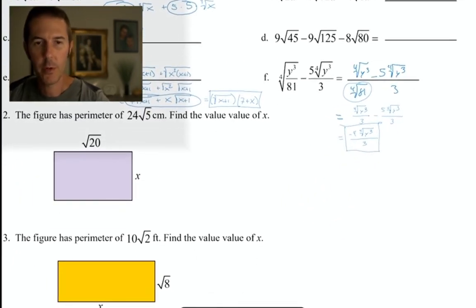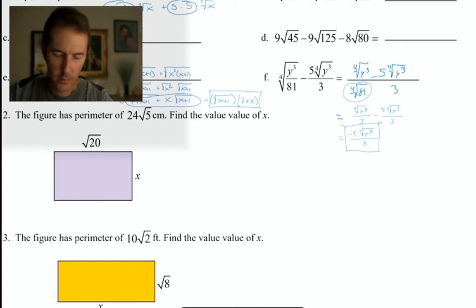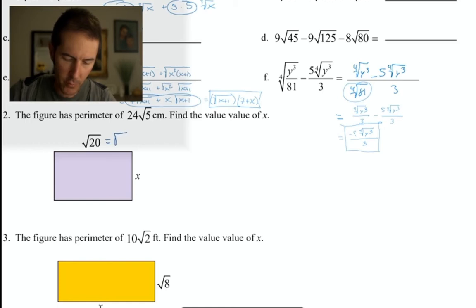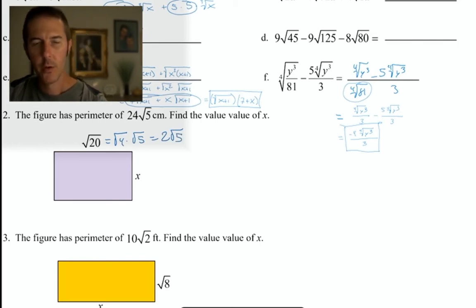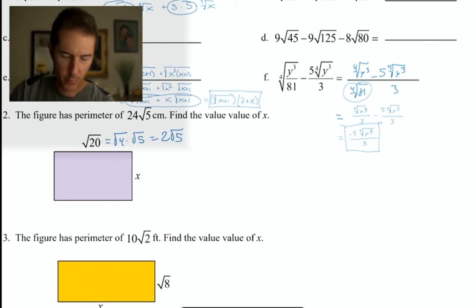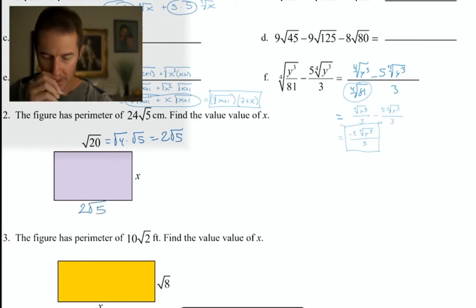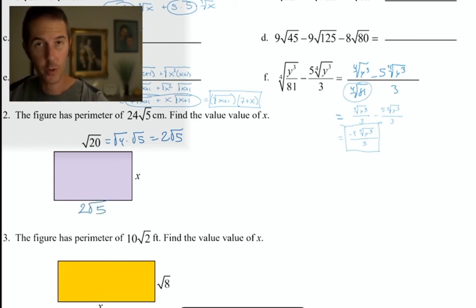The figure has a perimeter of 24 root 5 centimeters. Find the value of x. The square root of 20 is equal to the square root of 4 times the square root of 5, which is equal to 2 times the square root of 5. So the top edge of that thing measures 2 square roots of 5, which, since it's a rectangle, the bottom also has a measure of 2 square roots of 5, for a total of 4 square roots of 5.